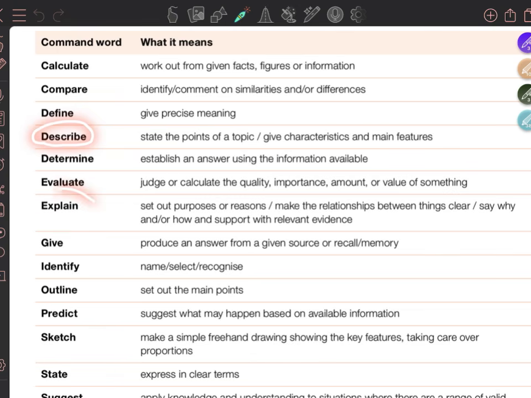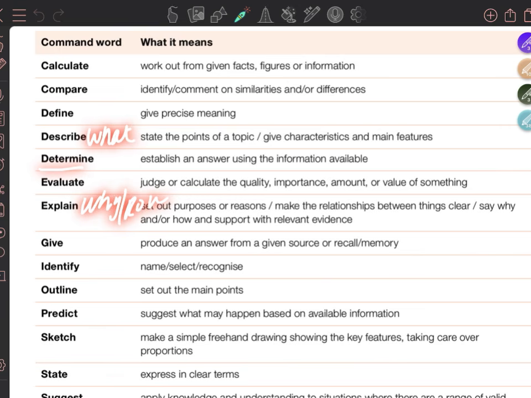Okay, describe and explain. This is something you will notice a lot. So describe means you have to state the points. Describe the graph, that the graph is going up, it's flat, it's going down. Give characteristics, the main features. There is a dip in the graph. The highest point is 24, for example. You have to give the main features. And explain means you have to give the reasons for that. Purposes or reasons. You have to make the relationships between things clear. That means you have to say why or how this is happening. Okay, describe is what and explain is why, how, the reasons behind it.